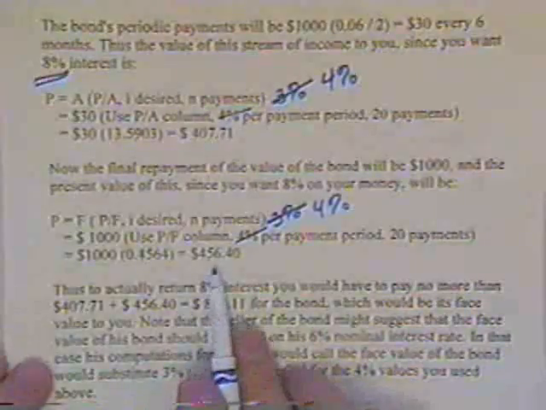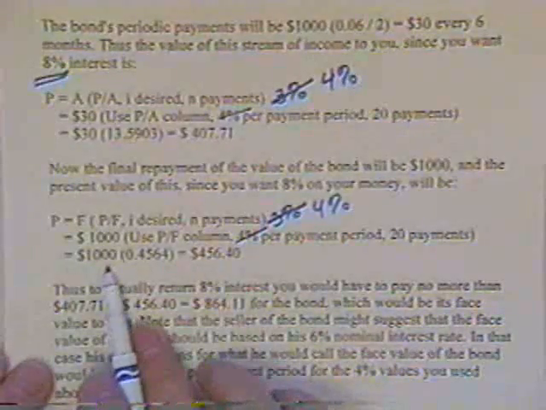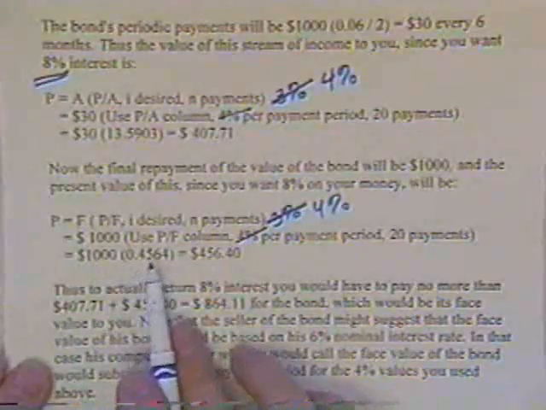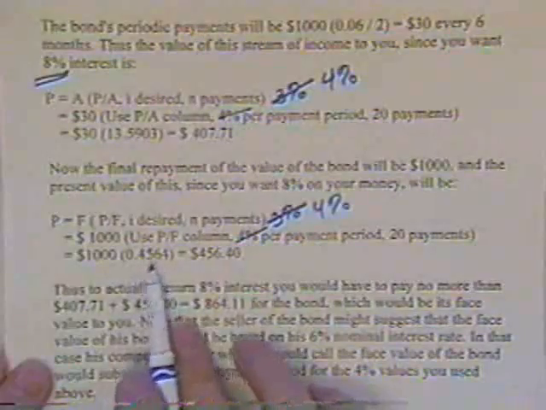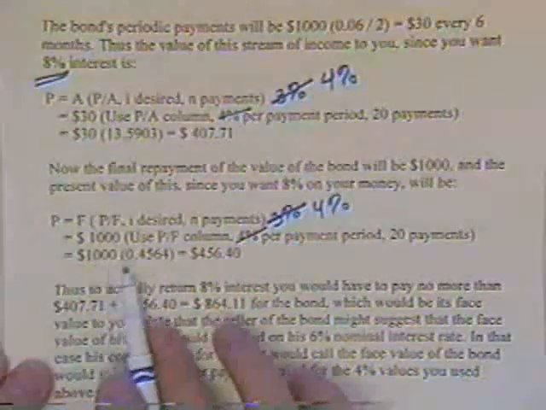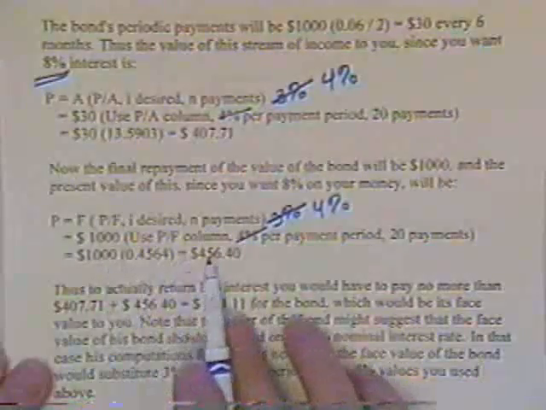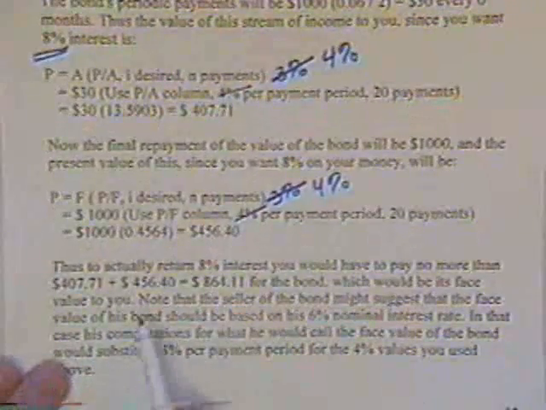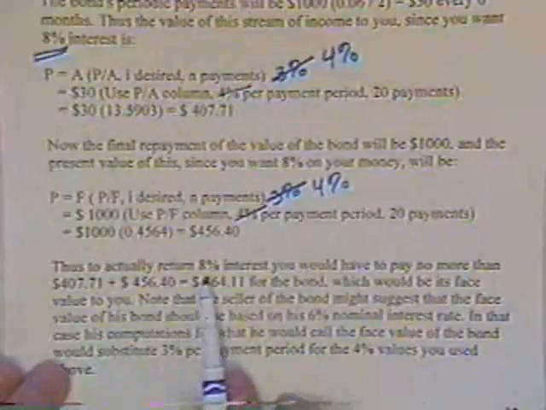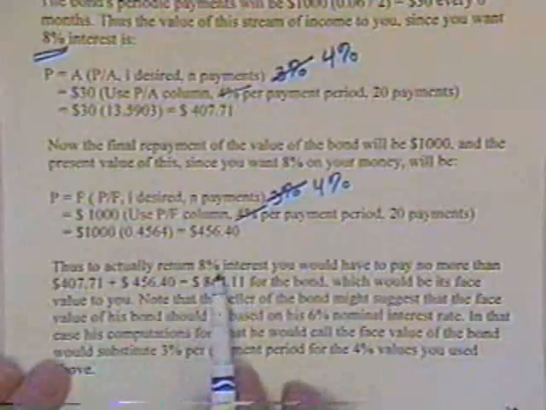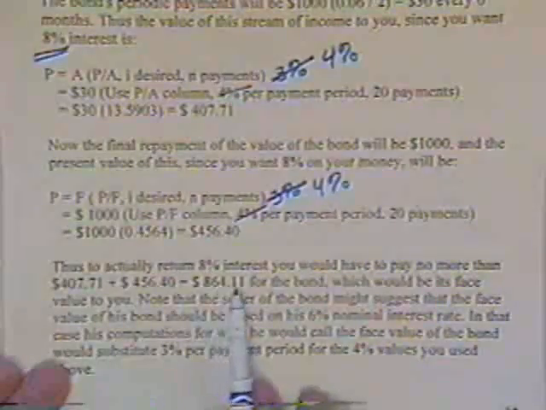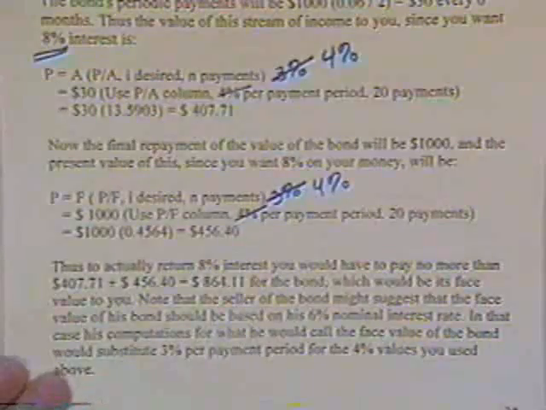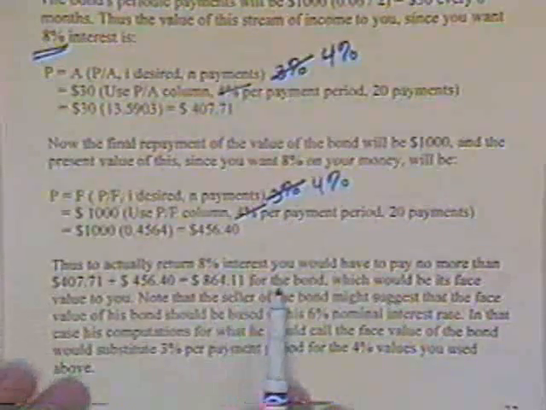All right, so the present value of him giving you $1,000 20 payments down the road, or 10 years down the road, doesn't have near as much value to you as having your $1,000 today. So that $1,000 is worth to you $456 when he returns it to you. So, to you, since 8% interest is what you will require before you're even interested in the investment, you would not pay any more than $864.11 for the bond. If he's willing to sell it for that, then you might buy it. It's the value of the bond to you.